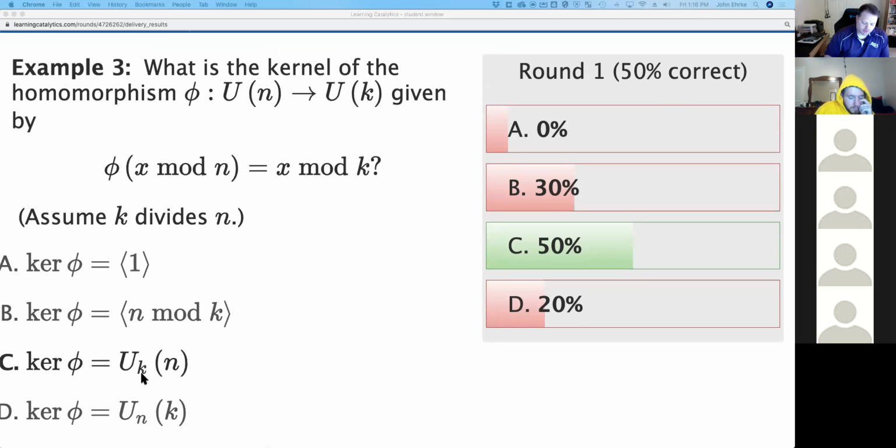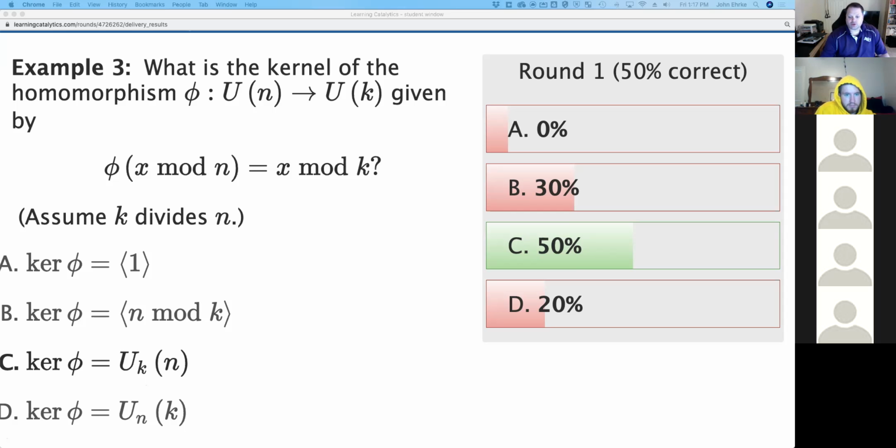So if you want to think about why the kernel is that answer, the kernel of phi, by definition here, is the set of all x in Un such that phi of x gets sent to 1, because 1 is the identity of Uk. Said another way, this is the set of all x in Un such that x mod k is equal to 1, and that is the definition that we gave in class of this set Uk of n.